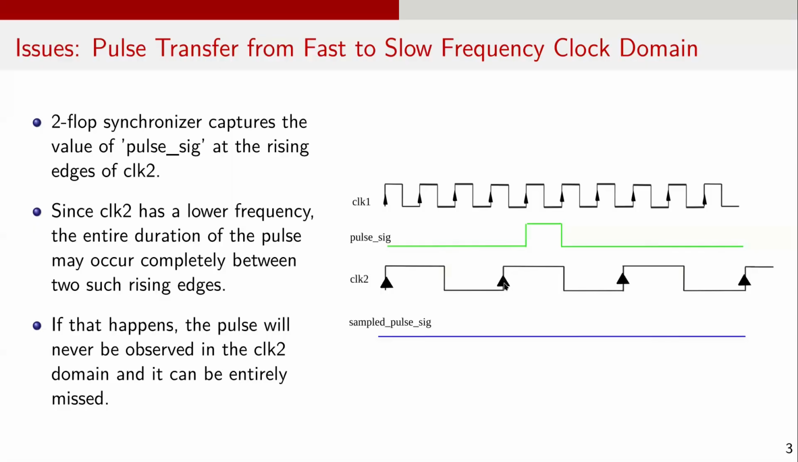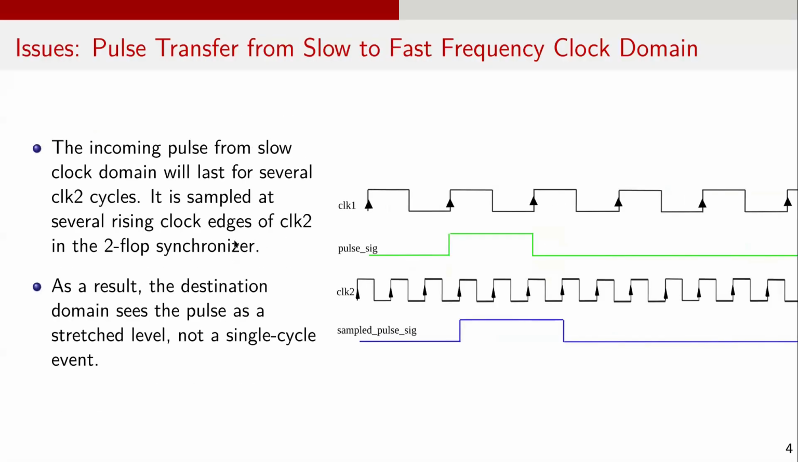Because CLK2 has a lower frequency, the entire duration of the pulse may occur between two rising edges. And if that happens, the pulse will never be observed in CLK2, meaning it can be entirely missed during the transfer. Any logic or functionality in the destination clock domain that depends on detecting this pulse will either miss the entire event or behave incorrectly.